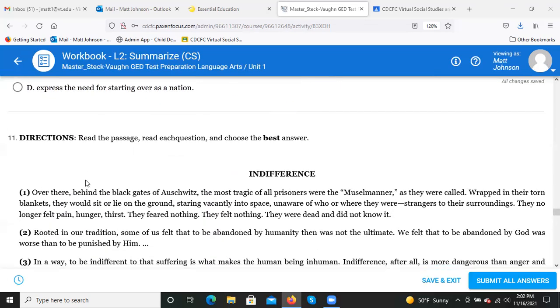Okay, we might have one new passage. We got 4 questions left. All right, let's do this. So Indifference, that's the title. Let's see what we get here.